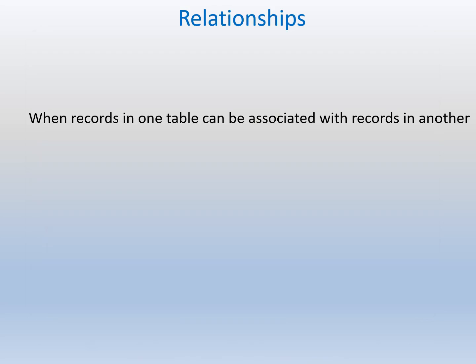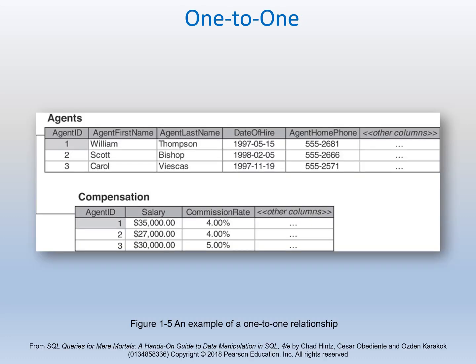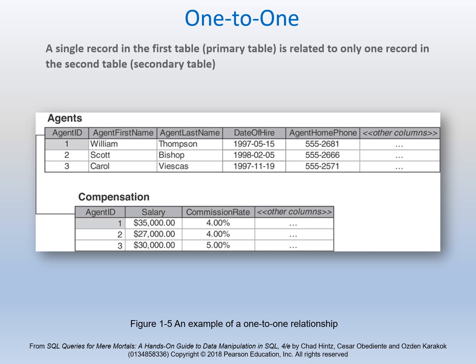As this is a relational model, let's discuss relationships. There are 3 types: one-to-one, one-to-many, and many-to-many. Here we see an example of one-to-one. Each agent has one salary.